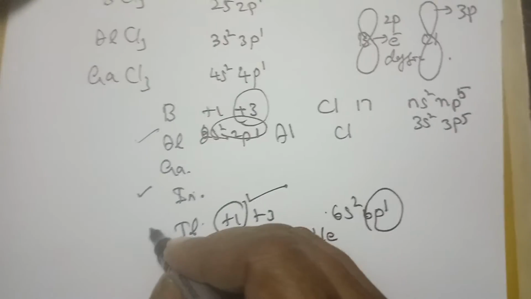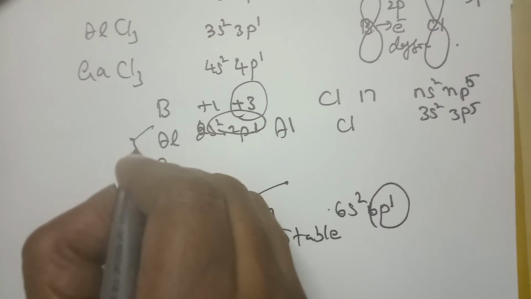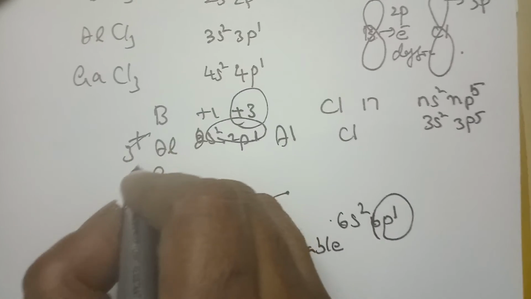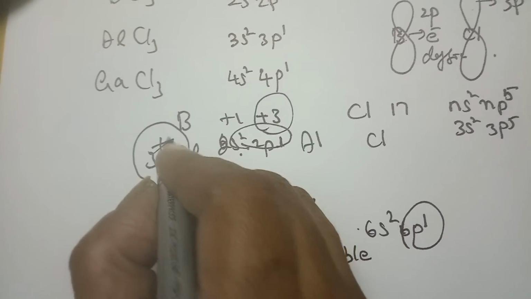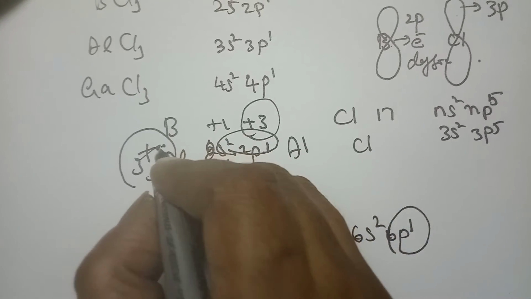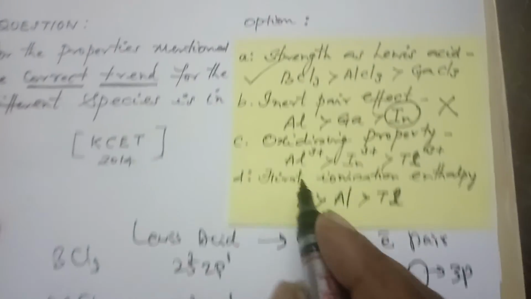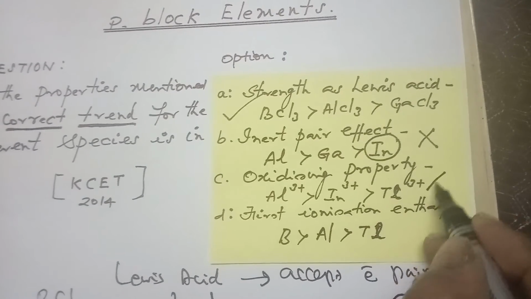Aluminium, indium, thallium. Now aluminium is stable in the +3 oxidation state. That means it is not ready to come to the +1, so it is the higher oxidation state. So it is acting as a reducing agent, but here aluminium is given as an oxidizing agent. So this is also wrong.